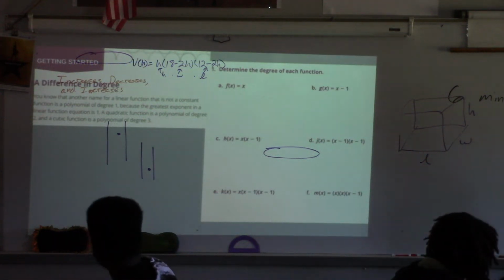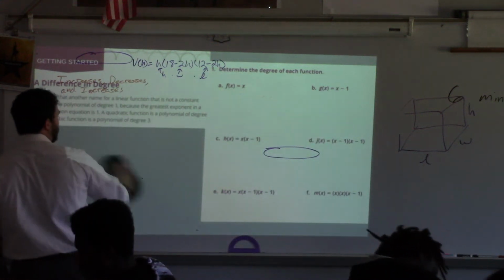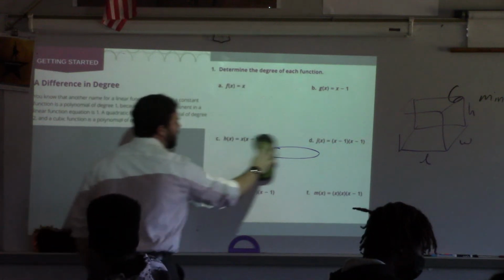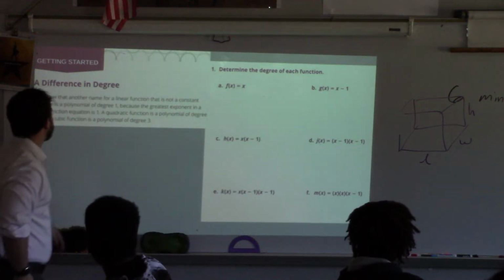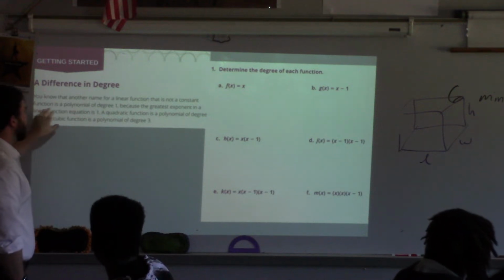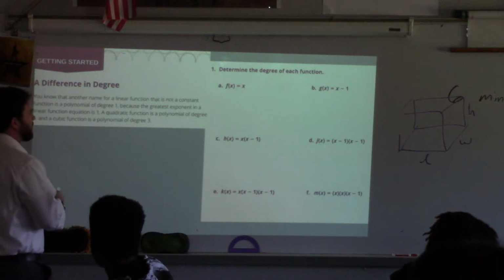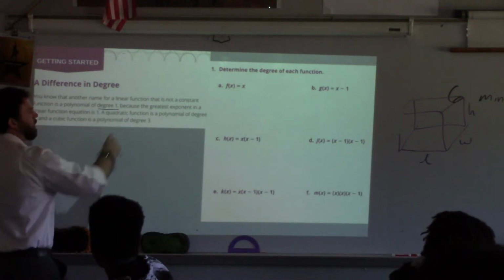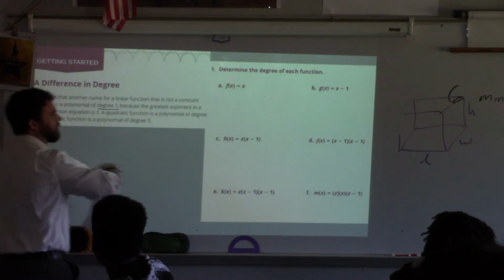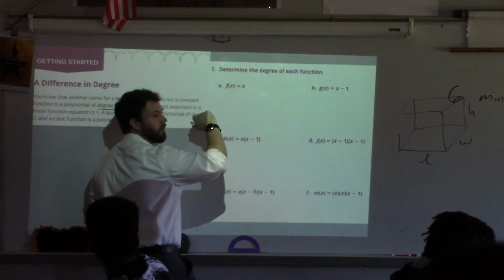So here is what we're looking at. Look at the getting started. This should be very quick and easy. A difference in degree. We haven't actually named this before, but if you look at these instructions, it says you know that another name for a linear function that is not a constant is a polynomial. We're going to talk more about this term polynomial, but it then says degree 1 because the greatest exponent in a linear function equation is 1. Notice right here, what is the highest power?